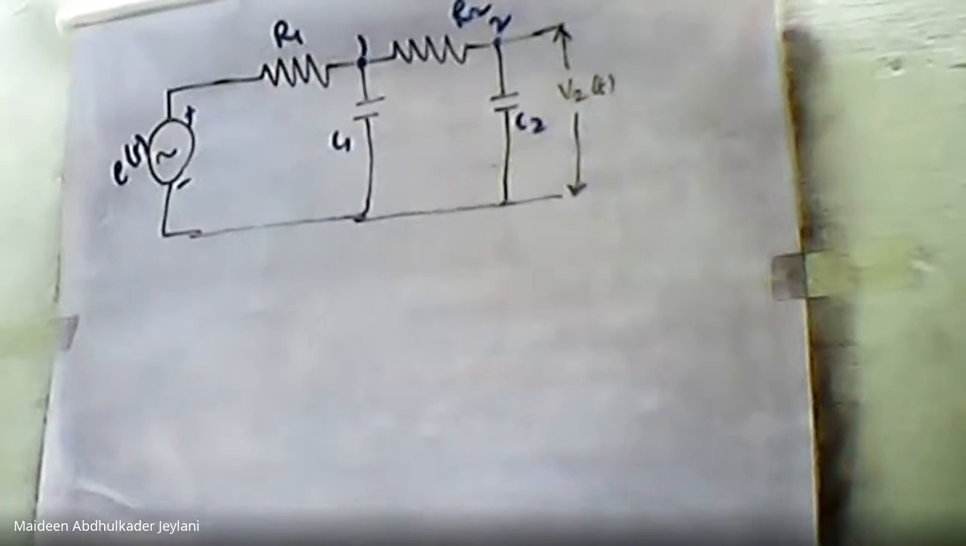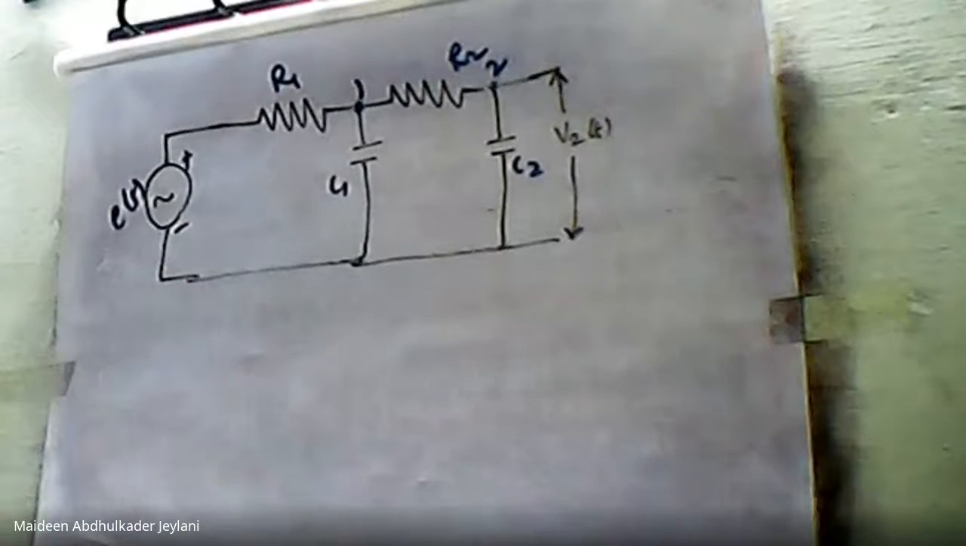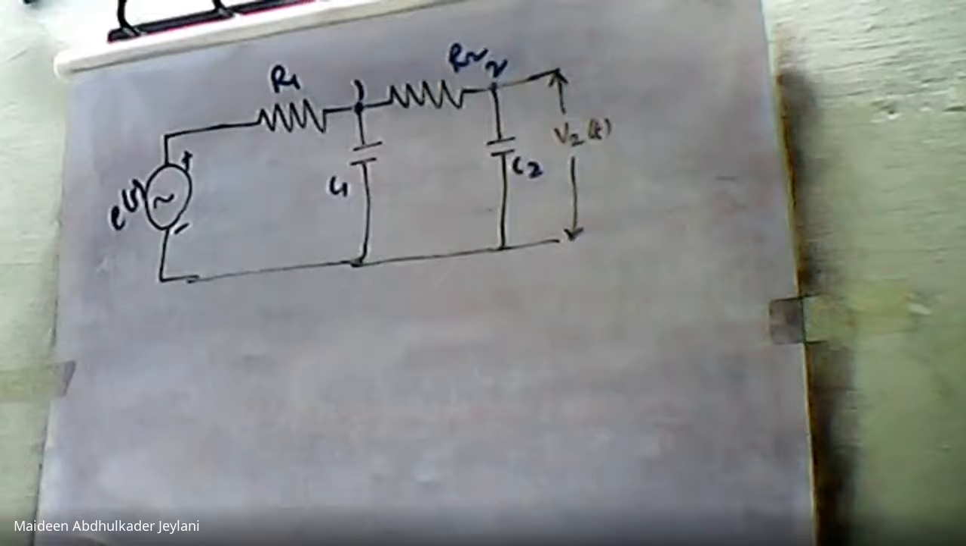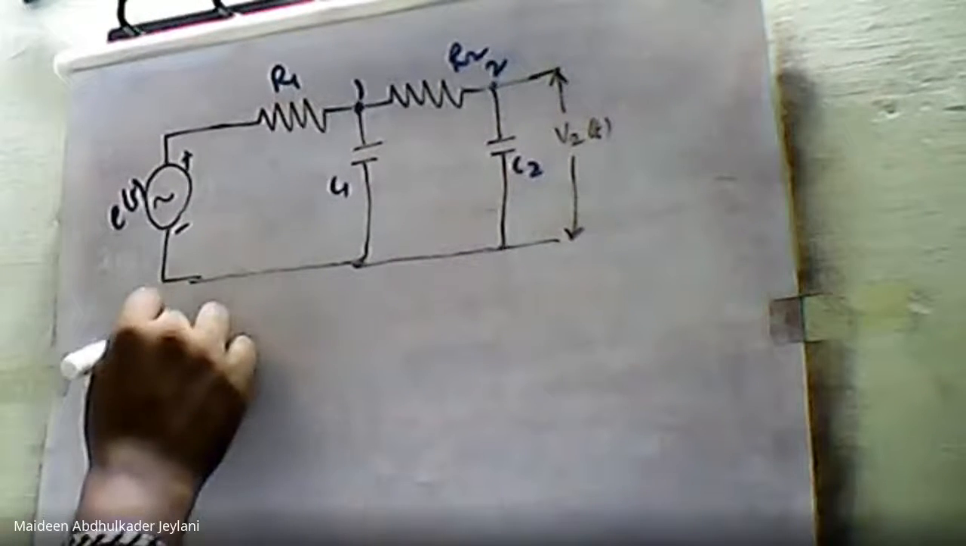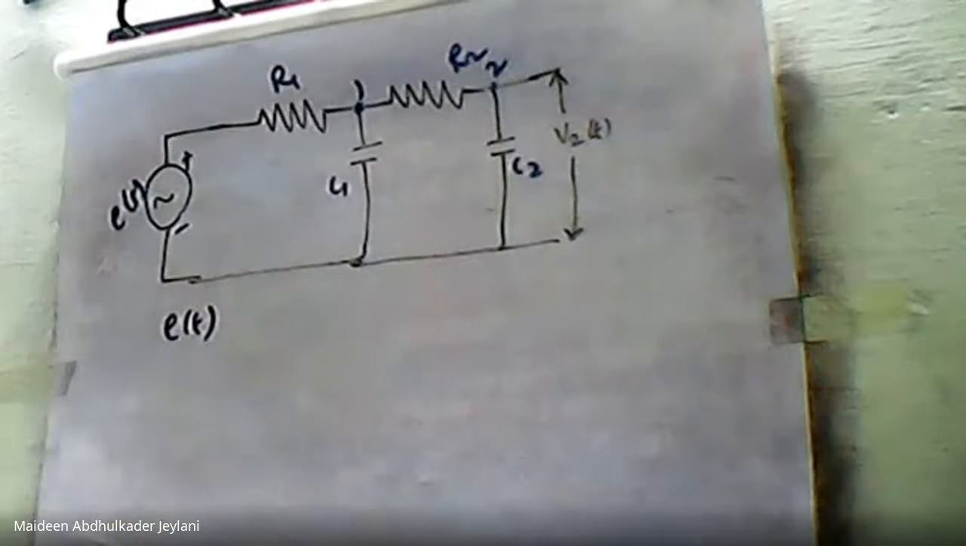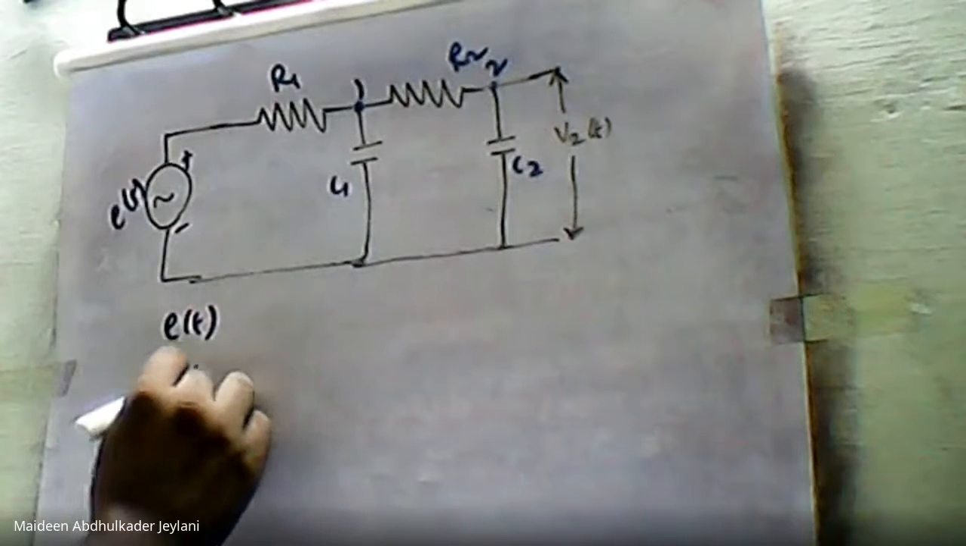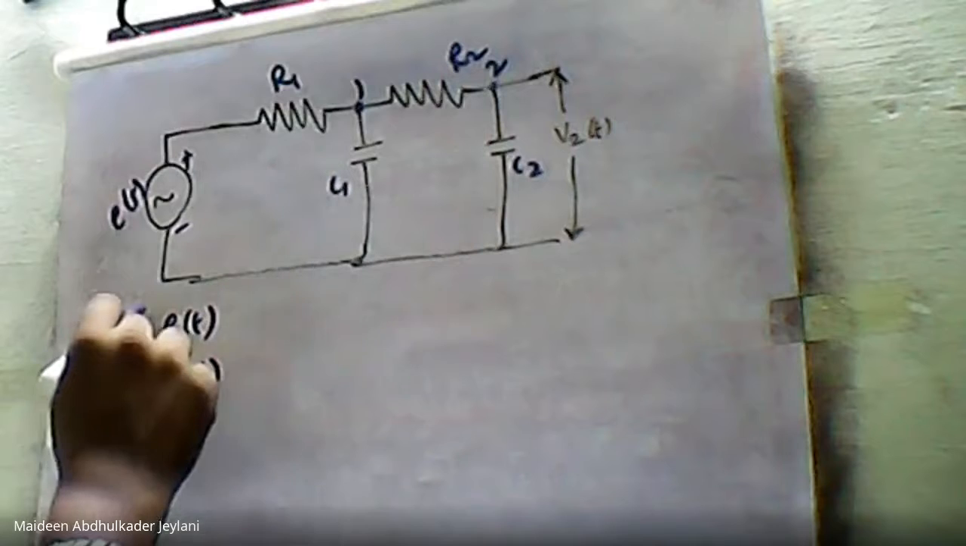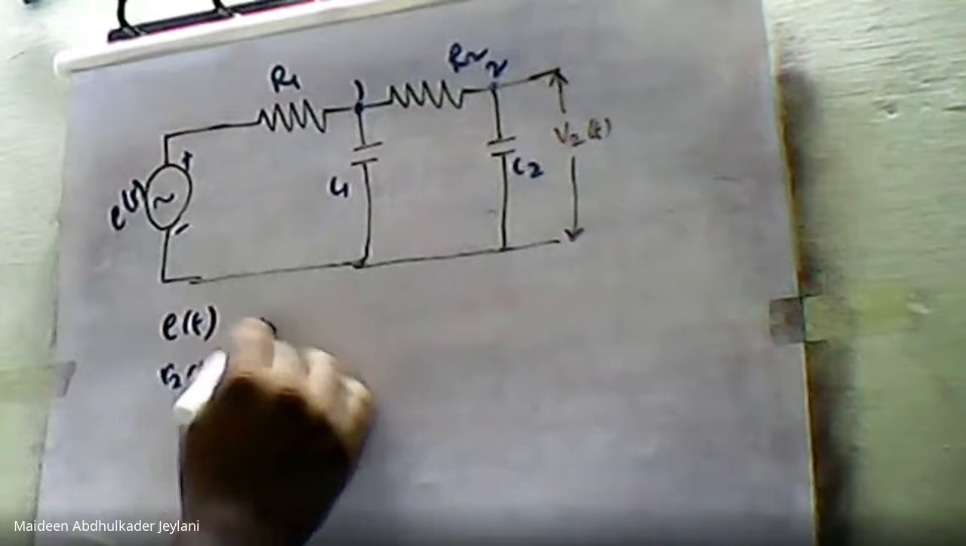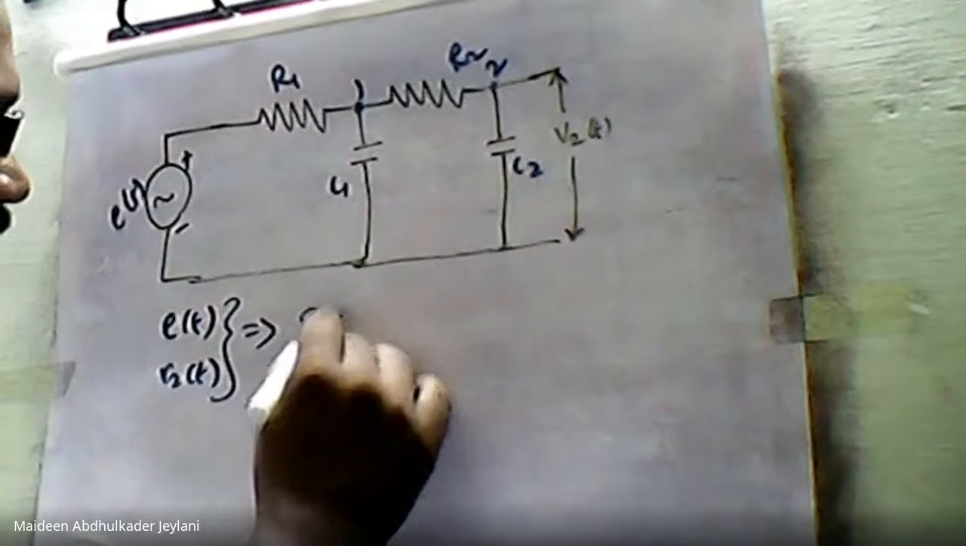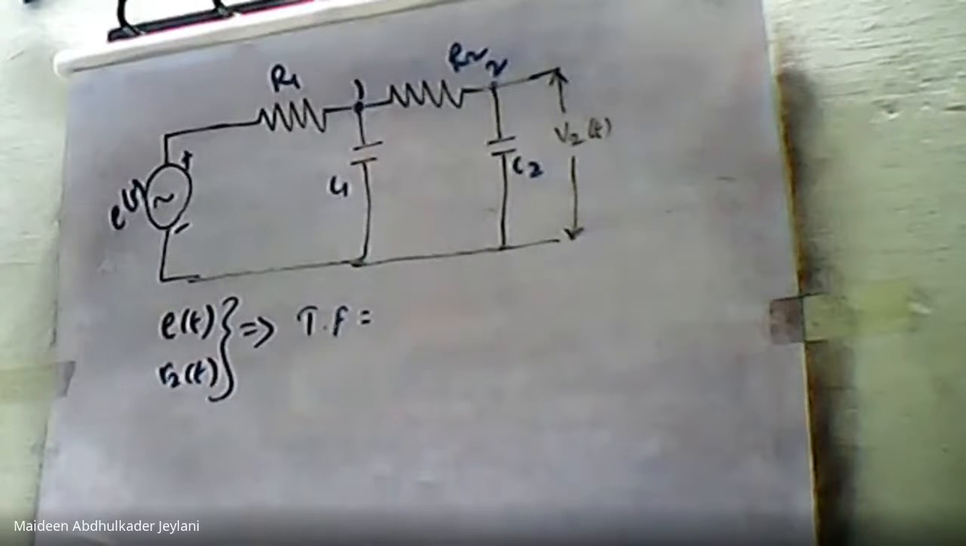Fine. So come back to the problem now. For the given electrical network, you are asked to find the transfer function of the given electrical network. So what are the inputs here? My input is E of t, yes or no, and the output is V2 of t. So you are asked to find the transfer function of the given electrical network.